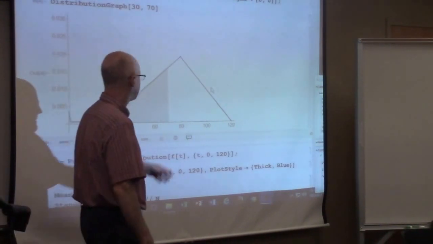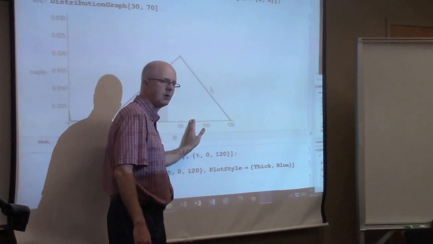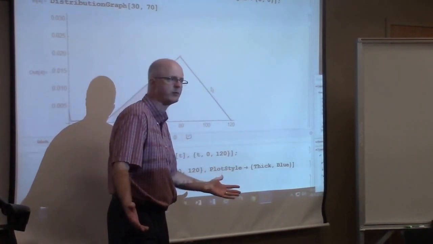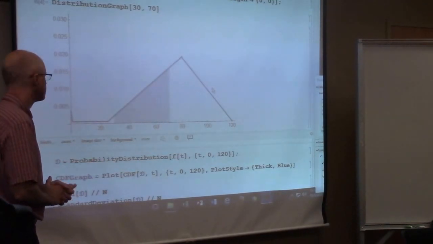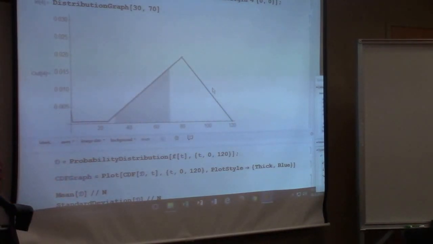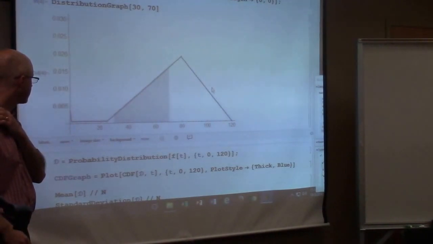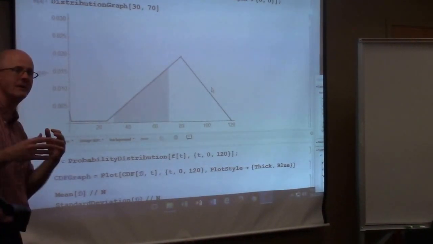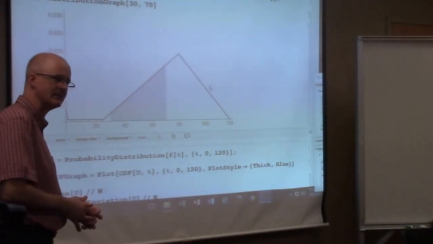If somebody's already lived to age 80, for example, you would not calculate the area from 90 to 100 to figure out the chances that they will die between 90 and 100. This only applies to newborn babies. That's the idea. But that area, whatever that is, would be the chances that that baby will die sometime between the ages of 30 and 70, or in a more positive light, the chances that they will live to age 30 to 70. Okay.